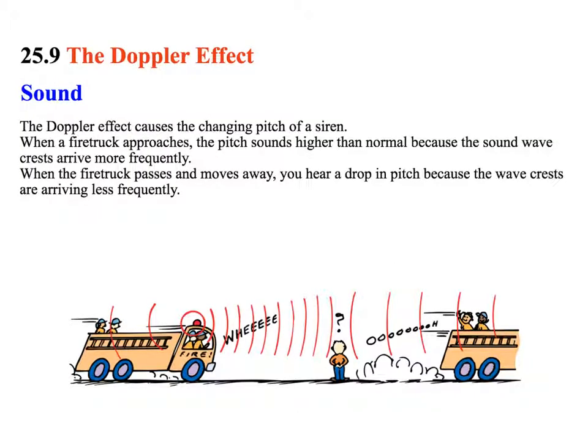The Doppler effect causes the change in pitch of a siren. When a fire truck approaches, the pitch sounds higher than normal because the sound wave crests arrive more frequently. When the truck passes and moves away, you hear a drop in pitch because the wave crests are arriving less frequently. So if you see these lines right here, they're much closer together. You hear a higher frequency. Once it passes you, you're going to hear a lower frequency.